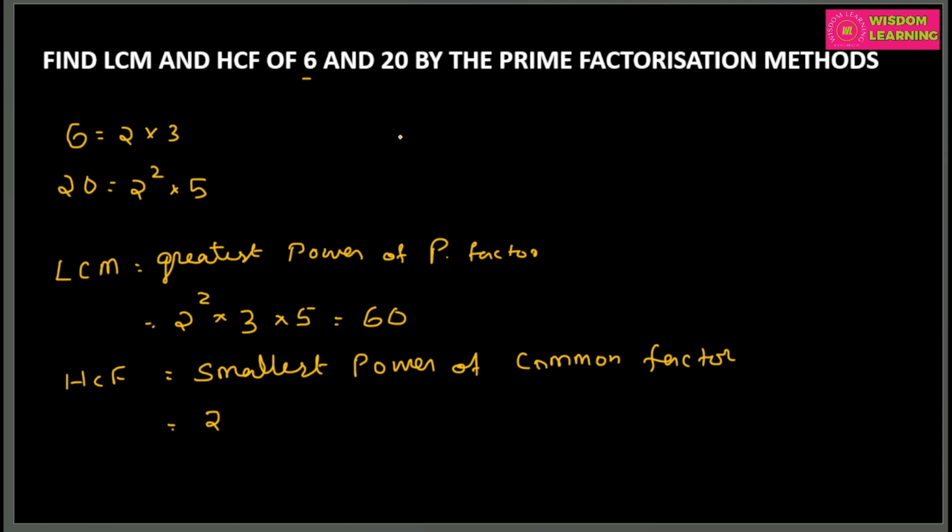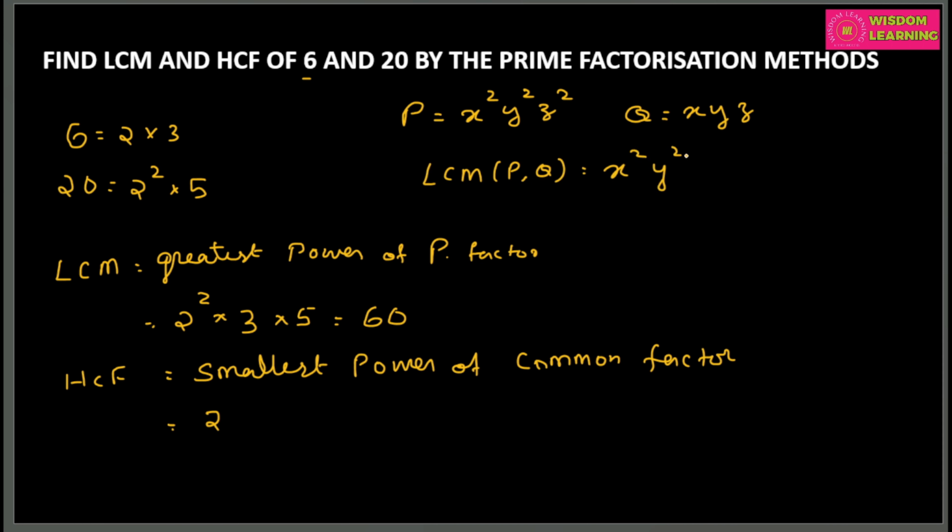For example, another question I am giving. Let P be x square y square z square... and Q be x y z, where x, y, z are prime factors. So Q is x into y into z. Now the LCM of P and Q: take the highest power of each, so the LCM is x square into y square into z square.